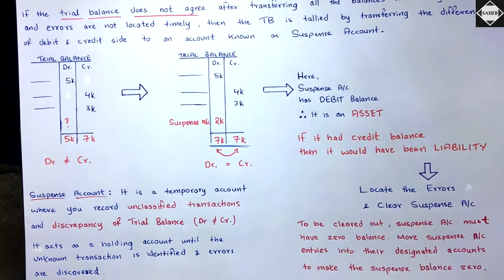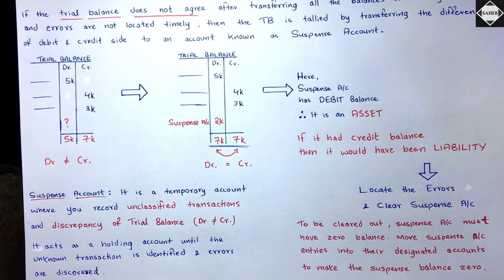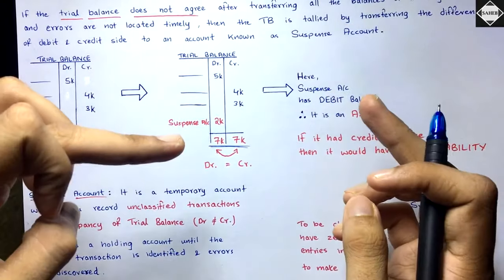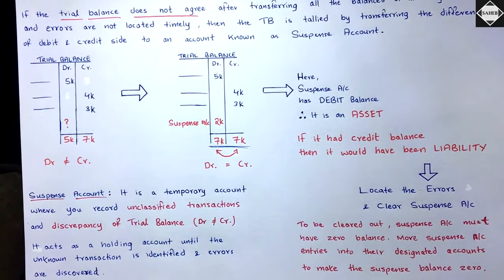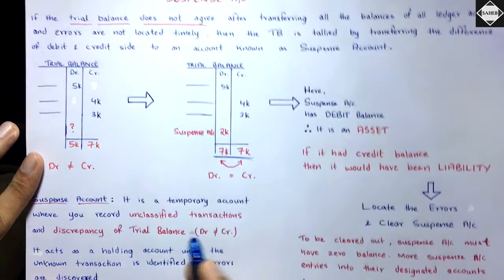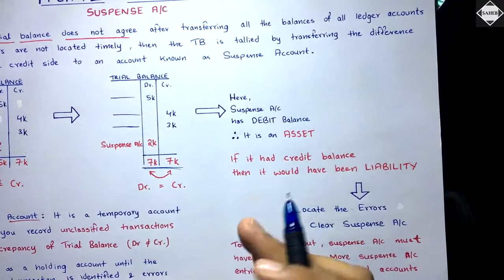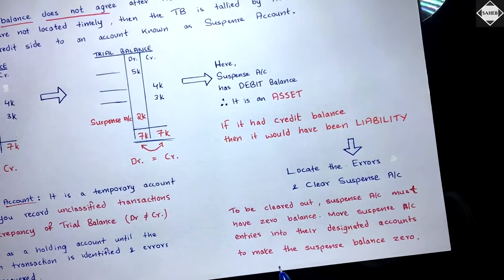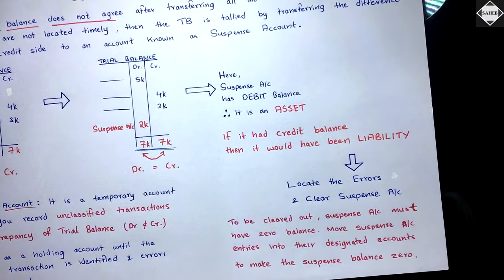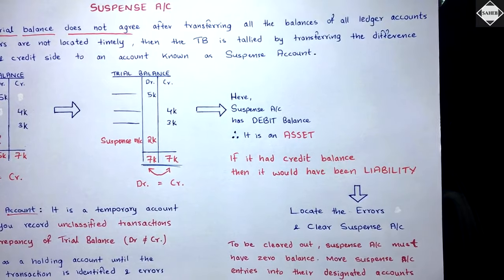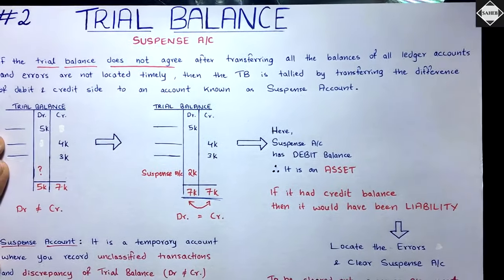Later, when you come to know you received it from Ram, then the suspense account that was credited, you will debit it, suspense account debit to Ram, like that. So that's how you deal with the unclassified transaction and the discrepancy of trial balance. You fill the gap, then it will be an asset or liability, and then you will locate the errors and clear the suspense account. Or it can happen before the balance sheet date also, you can clear the suspense account. Fine. So that's it for this video.